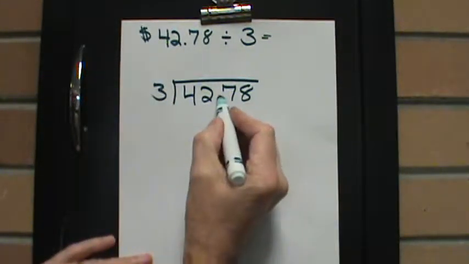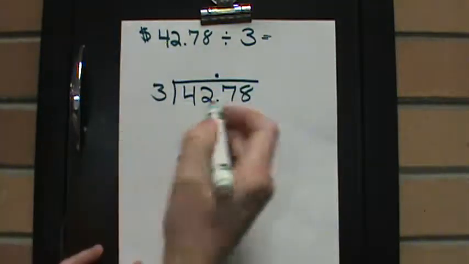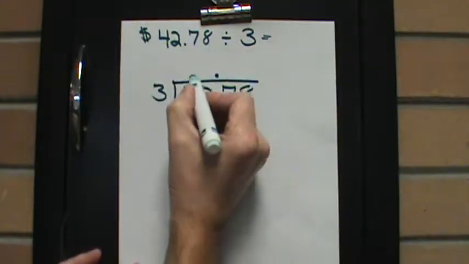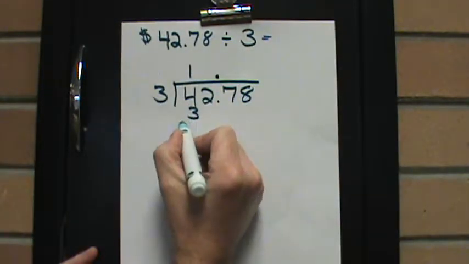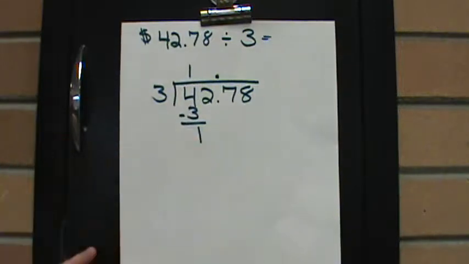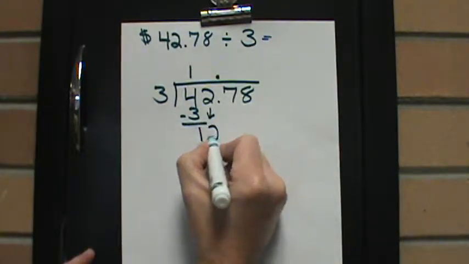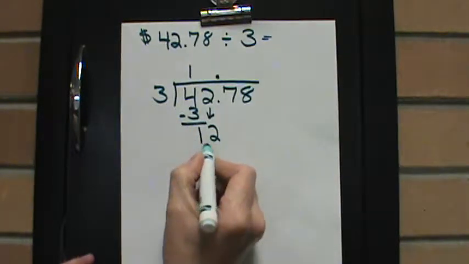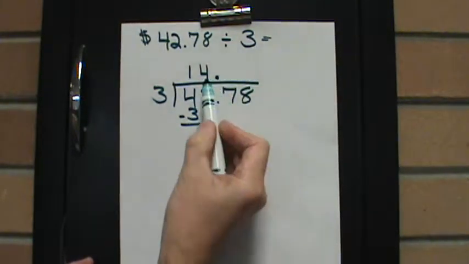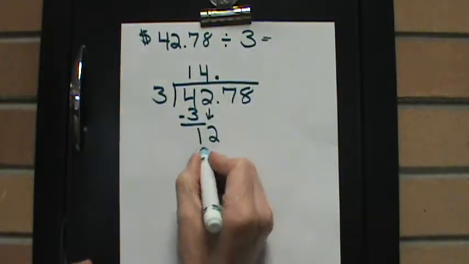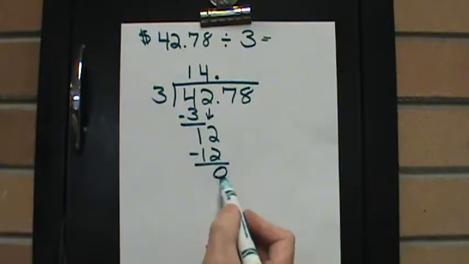I'm going to look at my decimal and bring it up and put it into my quotient right now. 3 can go into 4 one time. 1 times 3 is 3. Subtract, you get a partial remainder of 1. Bring down the 2. 3 into 12 will go a total of 4 times. 4 times 3 is 12. Look at this, our partial remainder is 0.